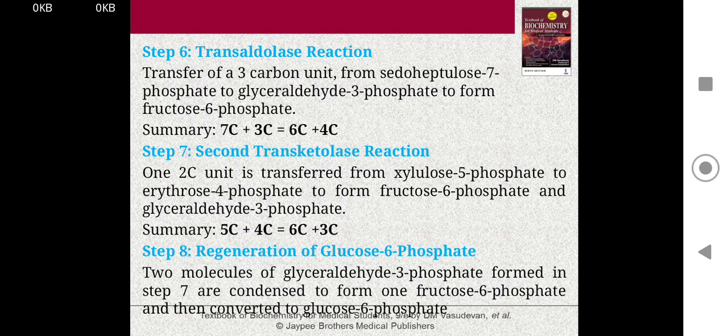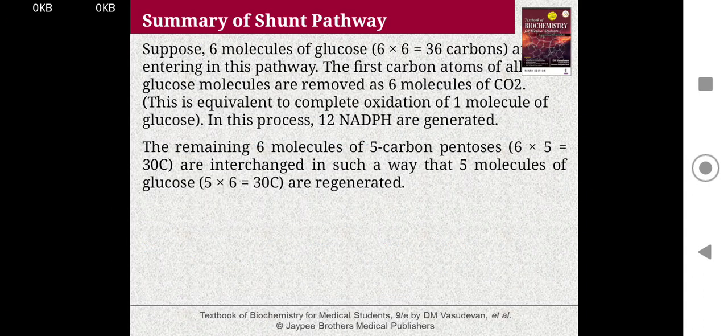Okay, now step 7, the second transketolase reaction. Here a 2 carbon unit is transferred from xylulose 5-phosphate to erythrose 4-phosphate to form fructose 6-phosphate and glyceraldehyde 3-phosphate. Now step 8, the regeneration of glucose 6-phosphate. 2 molecules of glyceraldehyde 3-phosphate formed in step 7 are condensed to form 1 fructose 6-phosphate. It is then converted to glucose 6-phosphate by the glycolytic pathway.